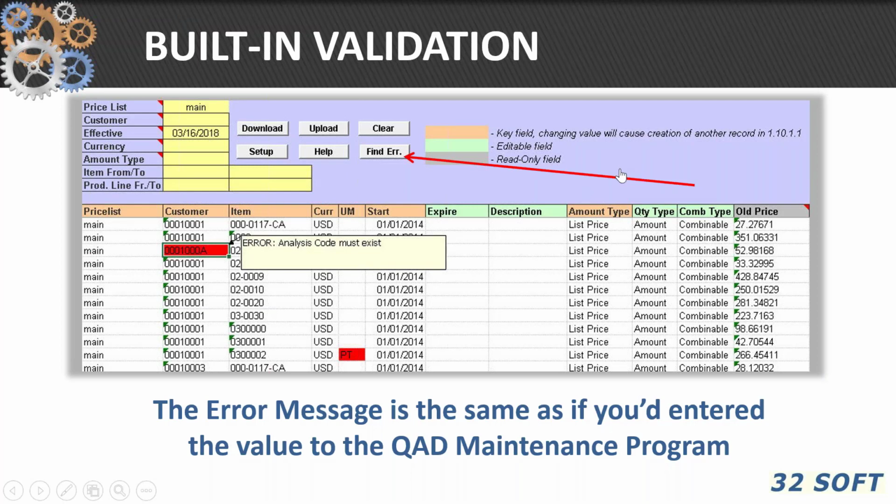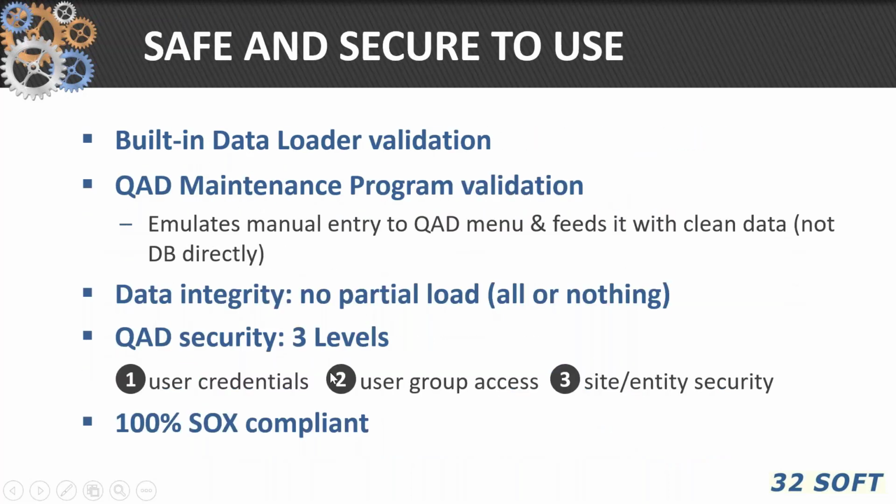Yes, thank you. The second question is about the connection to QAD and security. Yeah, good point. There are 3 levels of security. You have to have user credentials to be able to use the data loaders, and then you have to be part of the group that has access to that menu, because each loader is associated with a QAD menu. And the third layer is site and entity security. It's not enough to have user credentials and access to the menu, but you also have to be authorized to use a specific site and entity data.